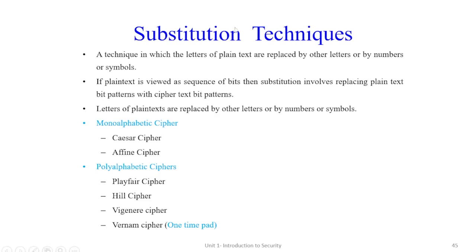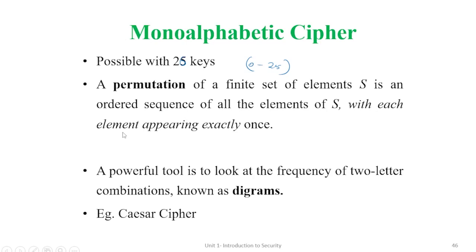In the substitution technique, the first technique is monoalphabetic. Mono means one. For every letter we should replace another letter. Totally 26 keys are available, from A to Z. We represent them as the numbers from 0 to 25. I will explain later why we use 0 to 25 for A to Z.